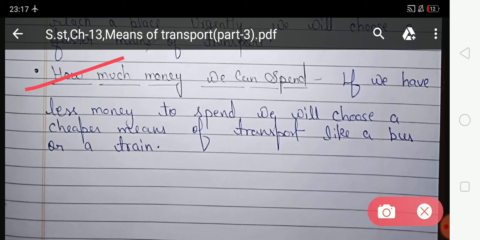So student, I hope you all understood about the worksheet and you have to do this question answer in your CW copy of social studies, and this is your today's homework.